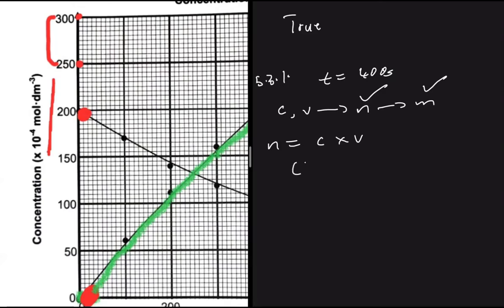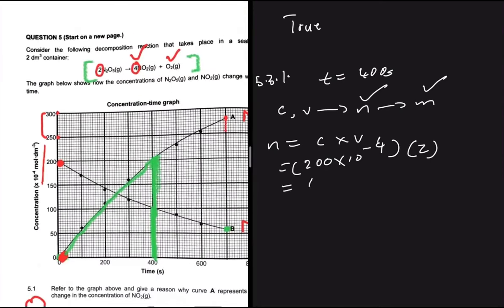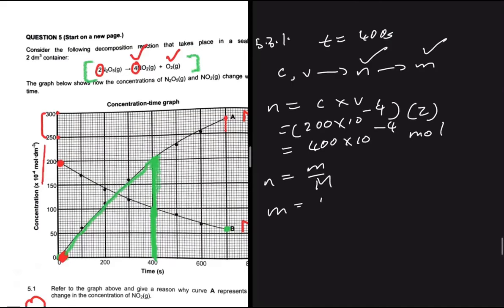So if we use 200 multiplied by 10 to the minus 4, the volume is given to us as 2 decimeter cube, right? So we're going to get 400 times 10 to the minus 4 being our number of moles. Now that we have the number of moles, we can go ahead and find the mass, right? We know that the number of moles is equal to the mass divided by the molar mass. So the mass will be the number of moles multiplied by the molar mass, I meant. Our number of moles is 400 times 10 to the minus 4, and then the molar mass of NO2.